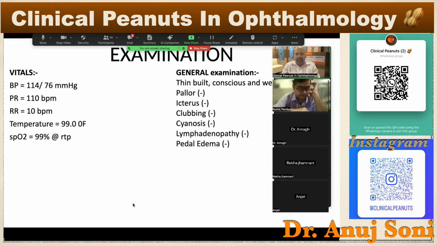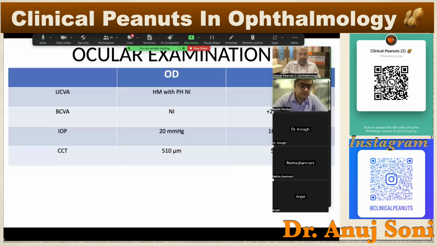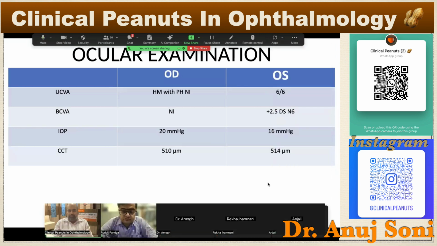On examination, systemic examination is normal, no findings. And when we come to his ocular examination, we are seeing that the left eye is essentially normal. It is pseudophakic. The right eye vision is hand movements, no improvement. The IOP is 20 milligrams.